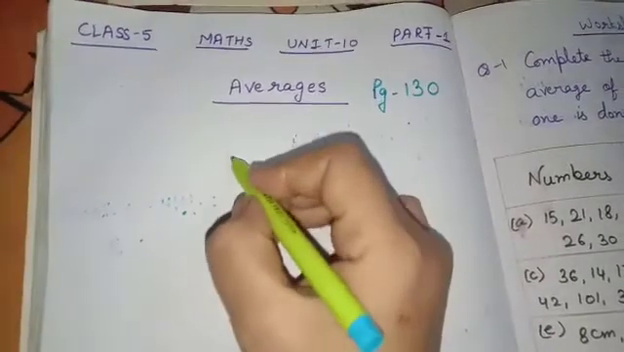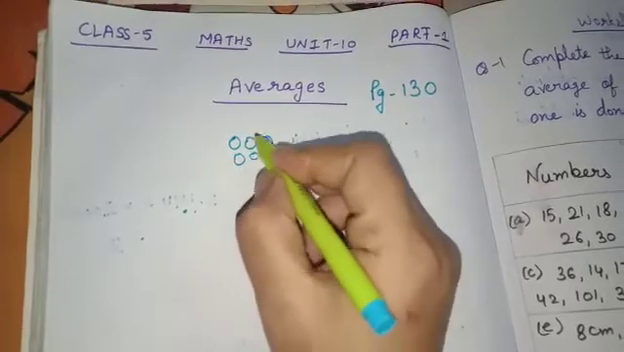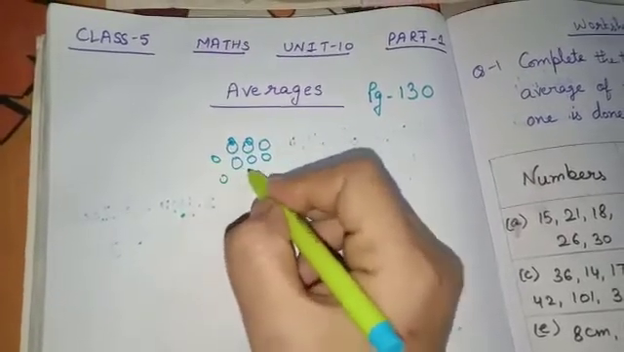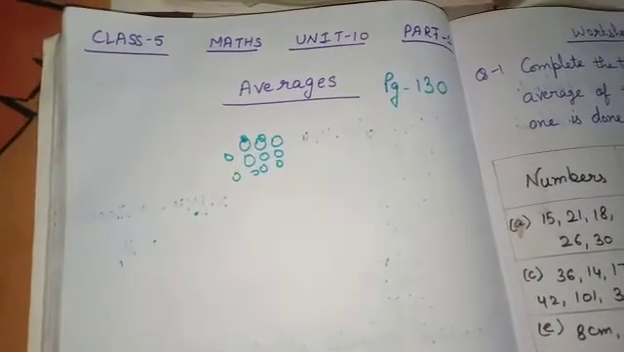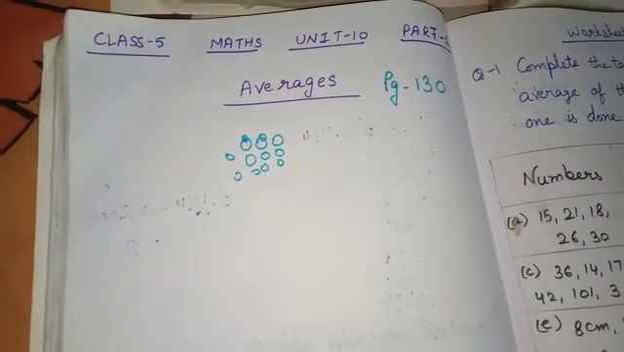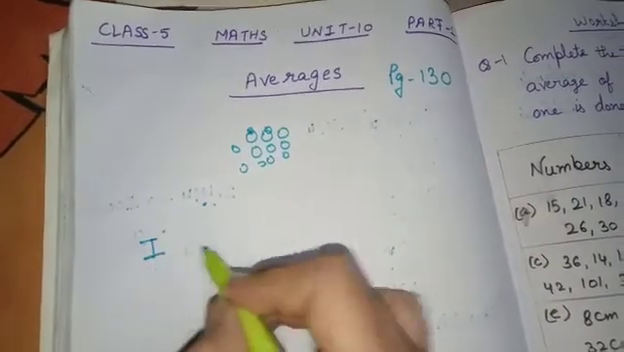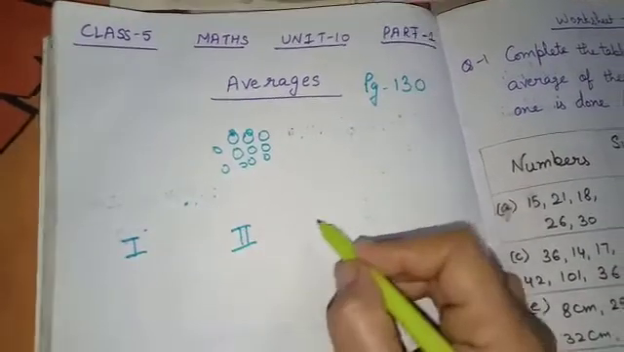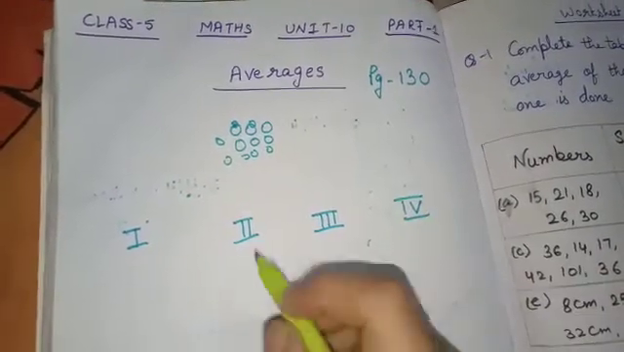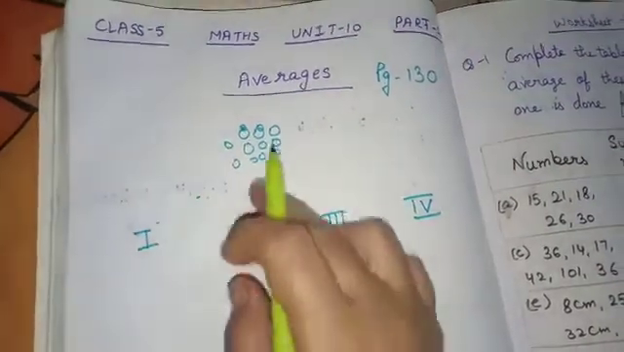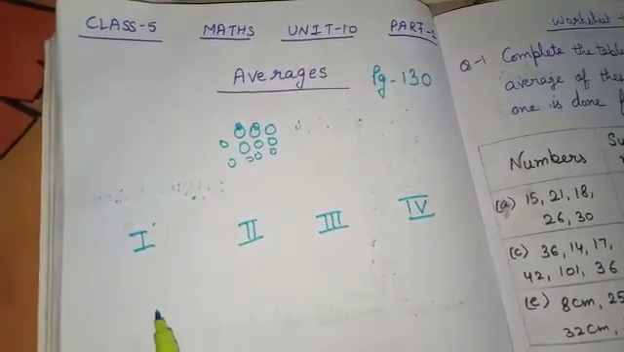One day a teacher placed some sweets on the table and asked the children to come one by one and pick up some sweets from the table. Four students came: first, second, third and fourth. All of them went to the table and picked up some sweets.